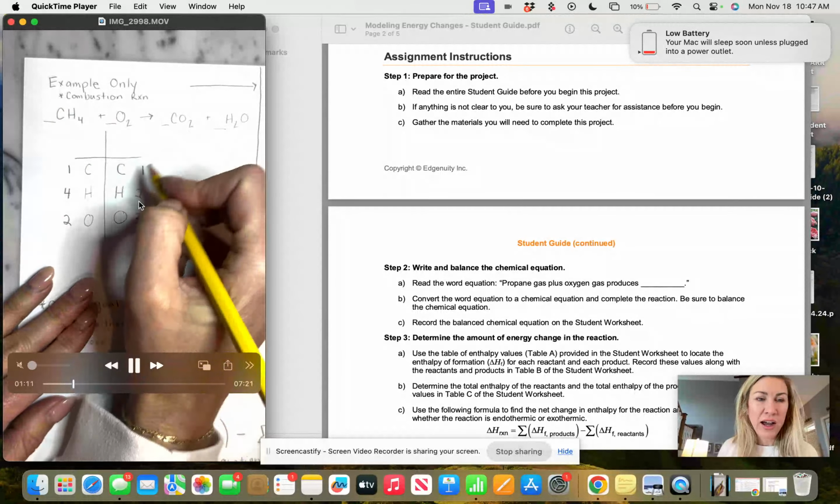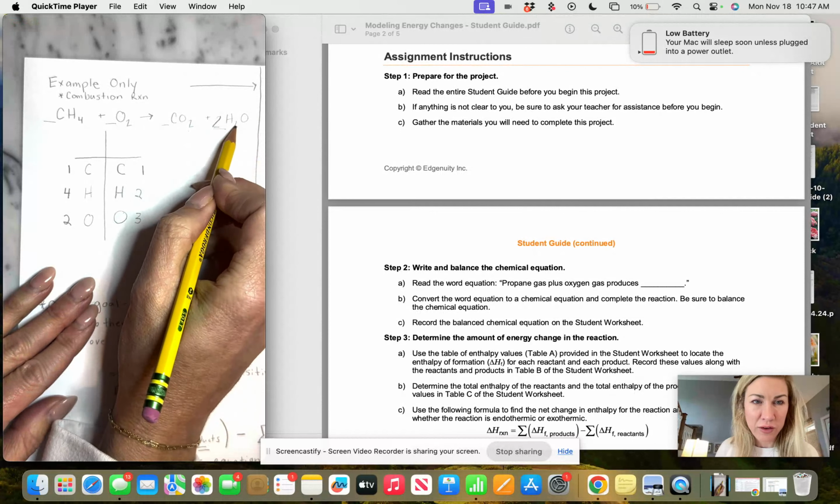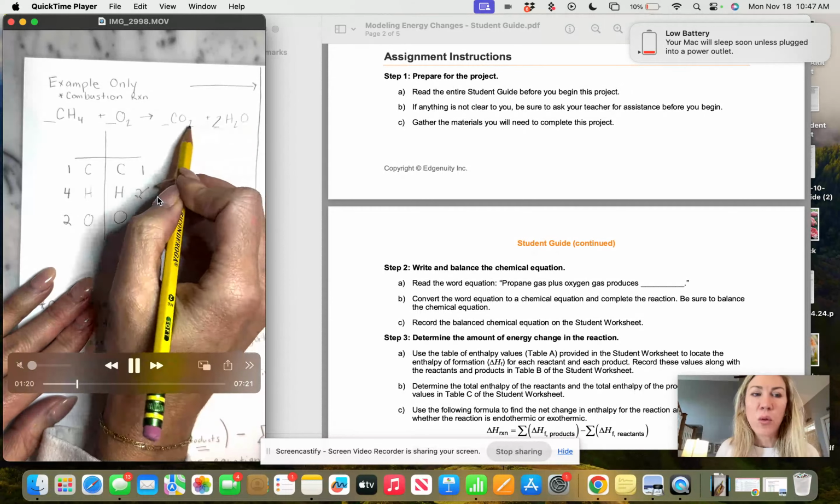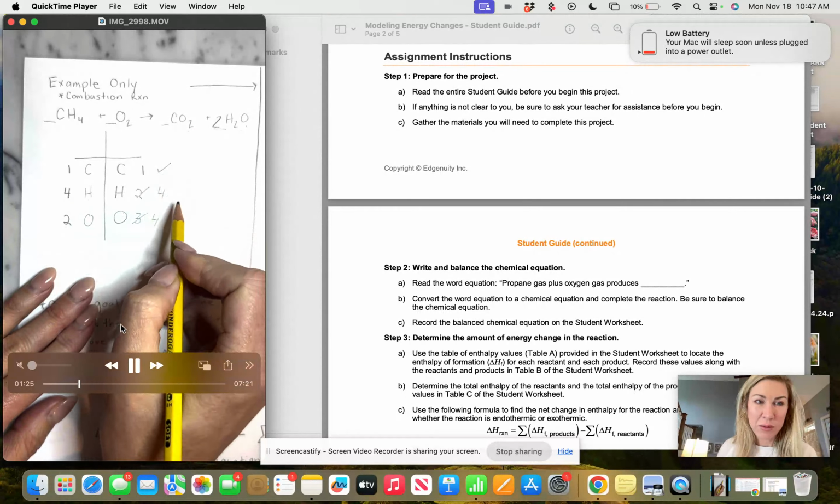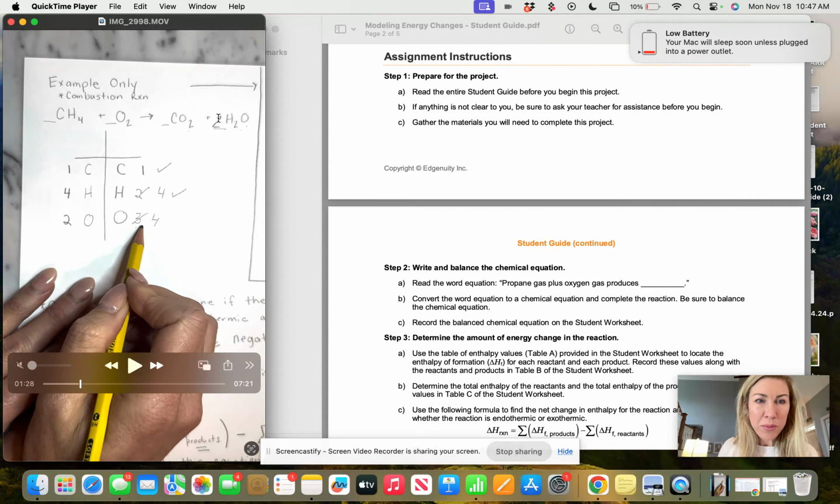So how can I start to balance these hydrogens? If I place a coefficient of 2 in front of the water, and I multiply 2 times 2, that gives me 4 hydrogen atoms. Now both sides have the same amount. Over here though, let me pause. When I place that coefficient in front, that changed the number of oxygens that I have. I have now 2 oxygens in the water and 2 oxygens in the carbon dioxide. So I need to make my oxygens over here on the reactant side balance and match that 4.